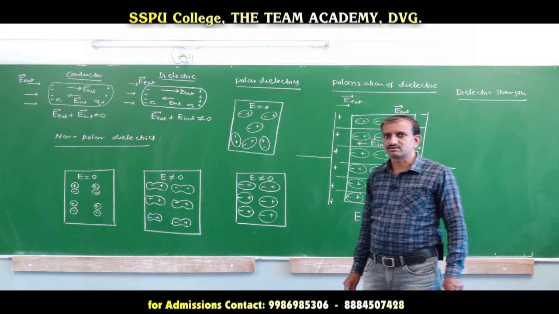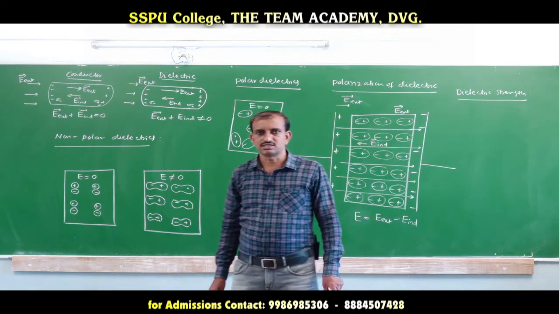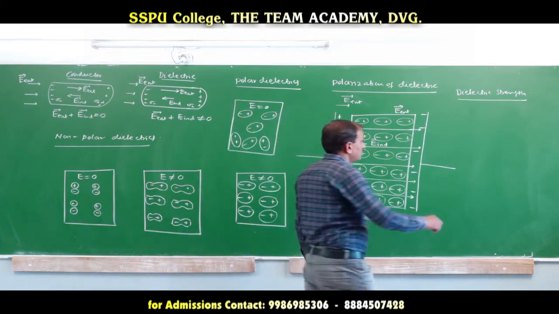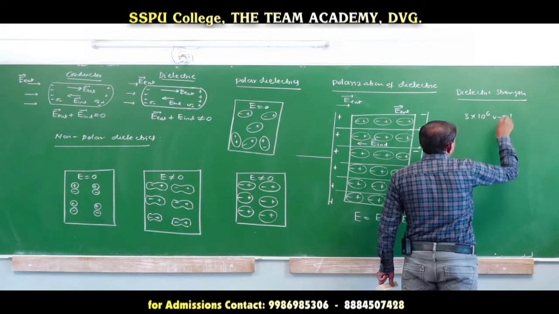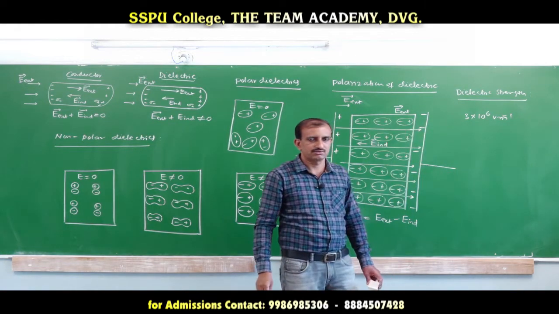For example, air has a dielectric strength equal to 3 into 10 power 6 volt per meter. This is the dielectric strength of air.